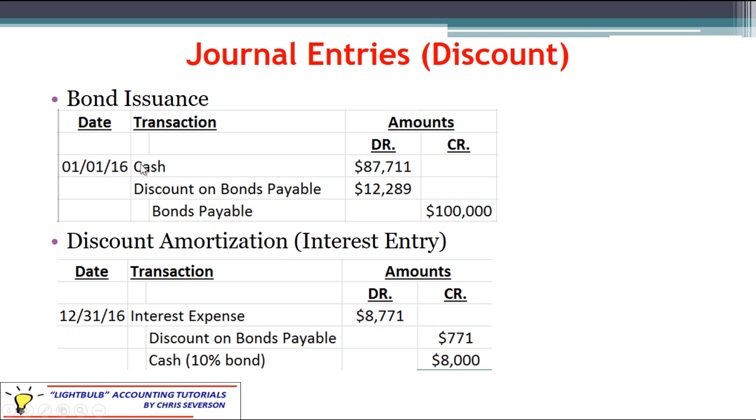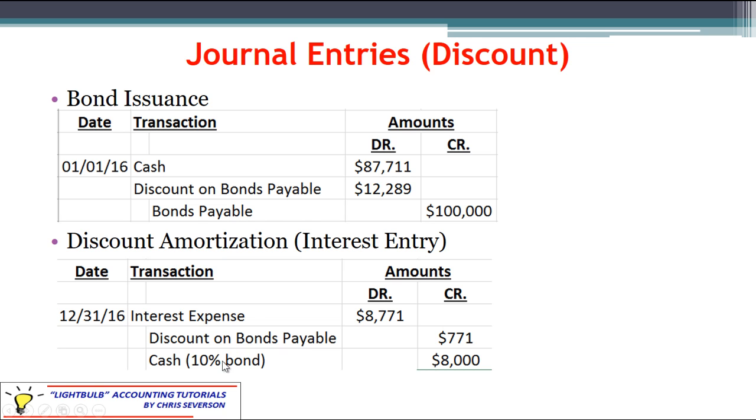Let's take a look at a discount. With a discount, the cash is going to be less than the face value. In this case, it's only $87,711. The bonds payable is $100,000. The debit to discount reduces the value of the bond, and we need to debit it so that our total debits and credits balance out. Now, when we record the interest expense entry, since we started with a debit to discount, we now have to credit the discount every period to use it up.